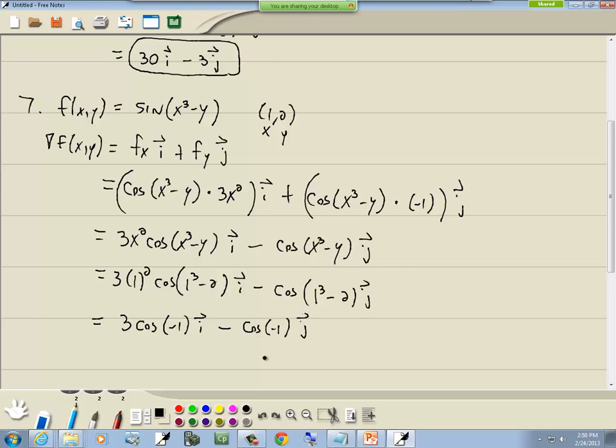Now, when we're talking about cosine, and we got cosine of 1, that actually doesn't give us anything, or cosine of negative 1. But cosine of negative 1 is the same as cosine of 1. So the only thing we can do here, this becomes 3 cosine of 1 i minus cosine of 1 j.